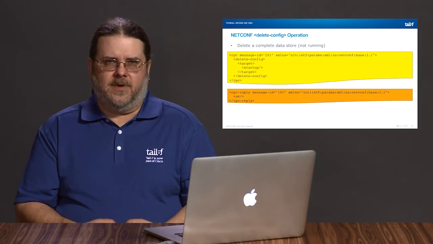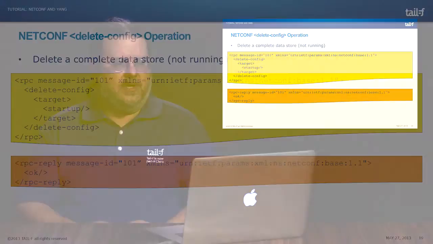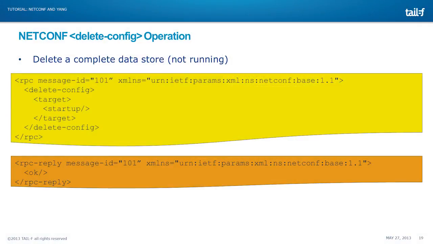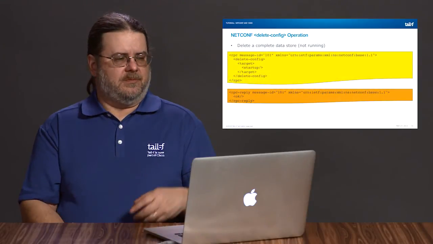The DeleteConfig operation is used if we want to delete a complete running data store, in other words, the complete contents of a data store. It cannot be used against the running data store. You may not delete the entire running configuration of a device with this. Most commonly, it can be used to empty out startup or candidate, but you simply issue the DeleteConfig RPC along with the target data store to apply that operation to.